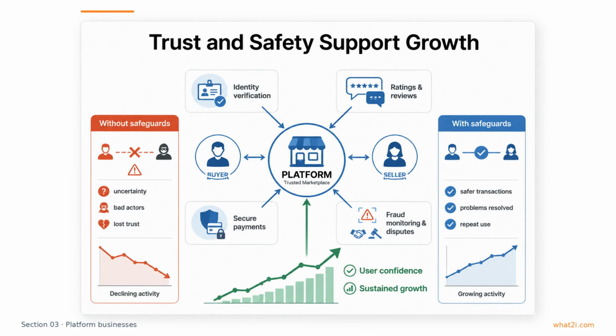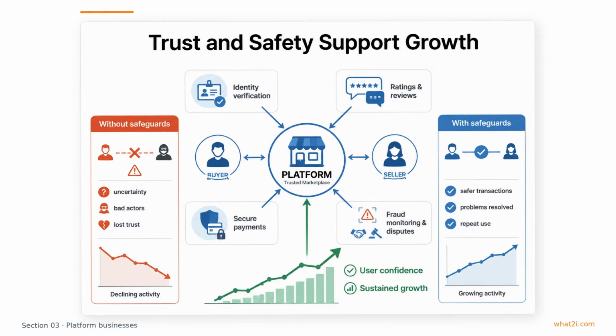Trust and safety are essential because many platform users are dealing with strangers. Identity verification helps confirm who is on the platform, and ratings or reviews give users a way to evaluate counterparties. Secure payments reduce fear around financial loss, while fraud monitoring and dispute resolution help the platform step in when something goes wrong. Without these systems, growth can stall because a few bad experiences can spread quickly and damage confidence on both sides of the market. With them, users are more willing to return and transact again. In that sense, trust is not just protection against downside. It is a driver of repeat usage and long-term growth.